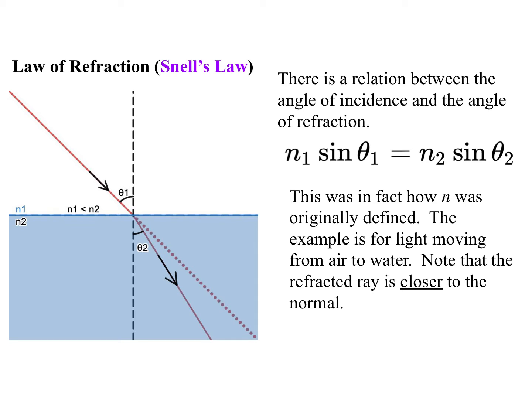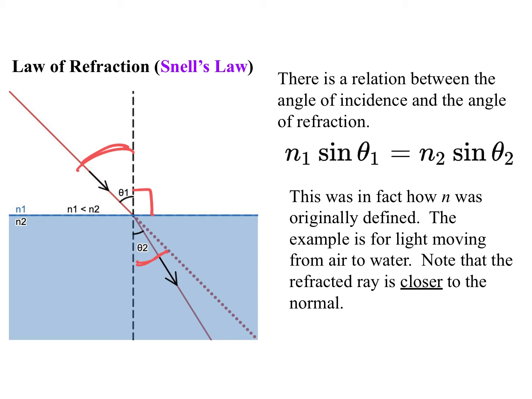And the relation is, if we take the index of refraction of the first material times the sine of the angle at which it hits the surface, that will equal the index of refraction of the second material times the sine of this angle. And again, to use the sines, we have to measure from the normal, not from the surface, but from a line perpendicular to the surface. This is actually, in fact, how n was originally defined. This is where the idea of index of refraction came from. Altogether, this is called Snell's law, named after, obviously, some person named Snell.